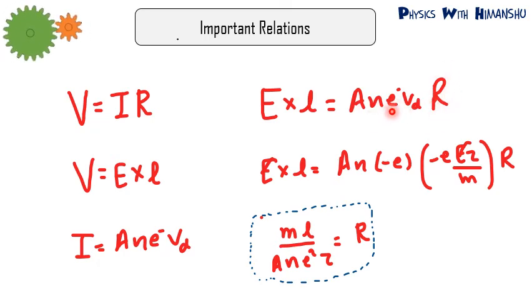So if you put the value of net velocity, that is minus E tau by m, then electric field will cancel out and the formula for resistance will come out to be m into L divided by A N E squared tau. Now if we look at this formula, the value of resistance depends on the mass of electron, that is a constant. The value of resistance depends on the length of wire, the area of cross section, the number of electrons per unit volume, the charge of electron and relaxation time. So this is the formula for resistance.